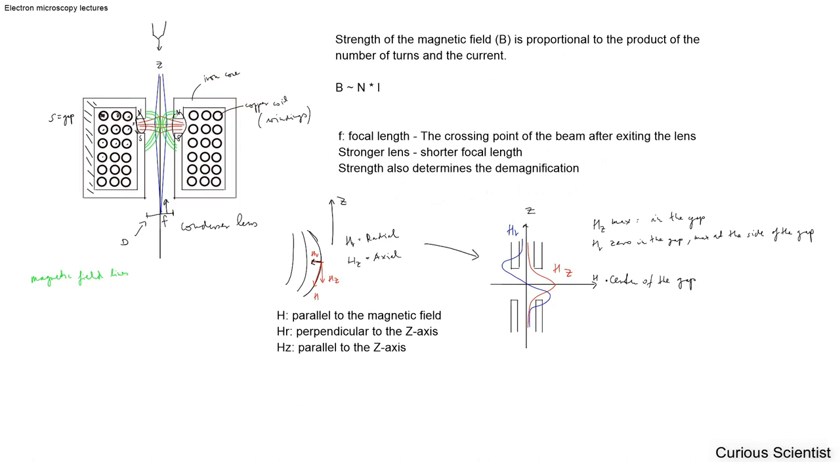And if you check this, I tried to draw the two components. As you can see, in the center of the gap, along this line, HZ, the z component of the magnetic field, is maximum. And then the radial component of this magnetic field, HR, is maximum at the two pole pieces, either at this pole here or this pole here. So that's what we see here.